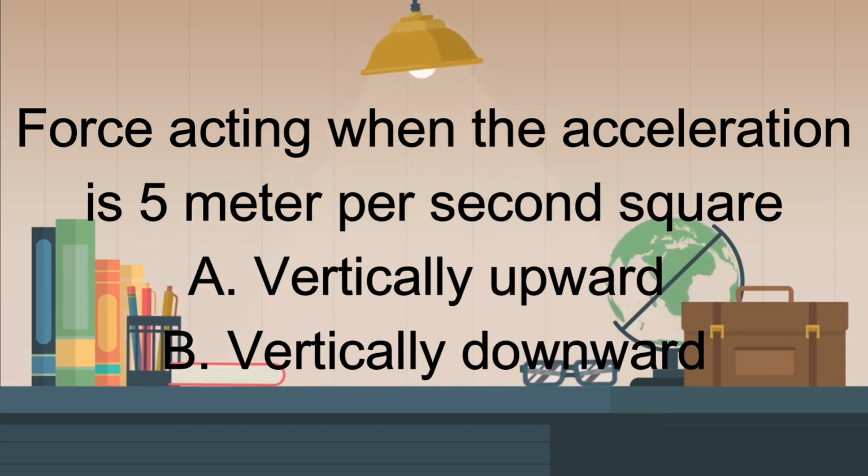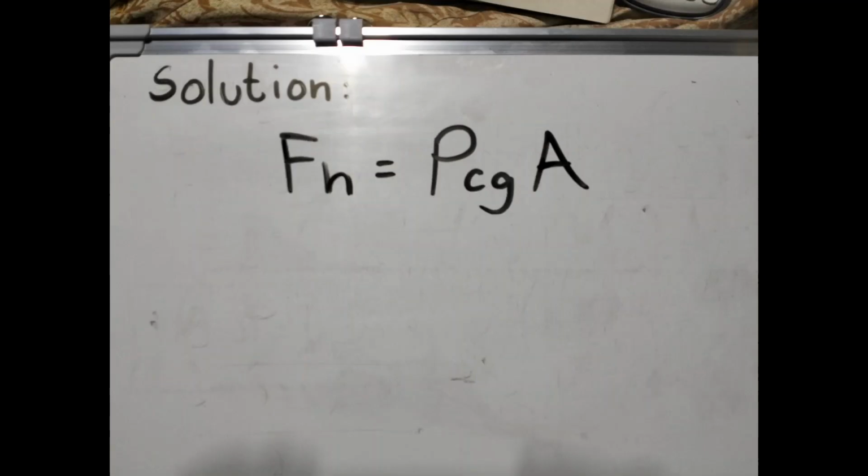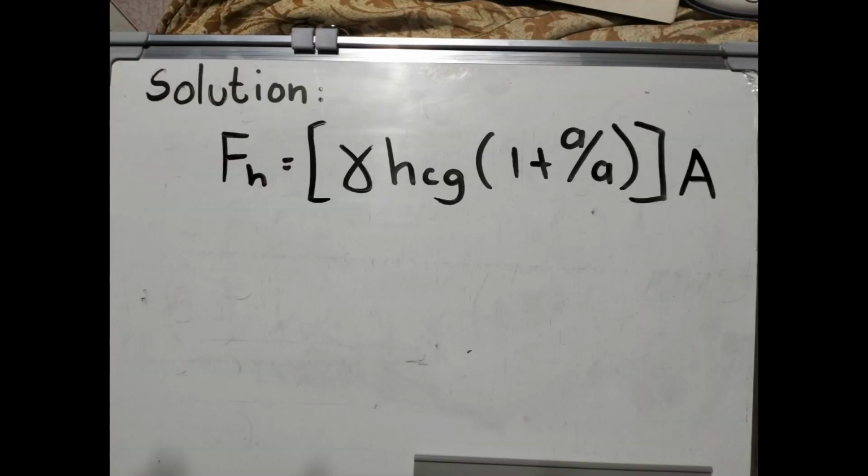So first, we're gonna solve the force acting on the tank in vertically upward direction. The formula we're going to use is the hydrostatic force is equal to the pressure in the center of gravity multiplied by the area. Since we're looking for the vertical motion, we're gonna use the formula force is equal to unit weight multiplied by the height center of gravity multiplied by the sum of 1 added to the acceleration over gravity multiplied by the area.